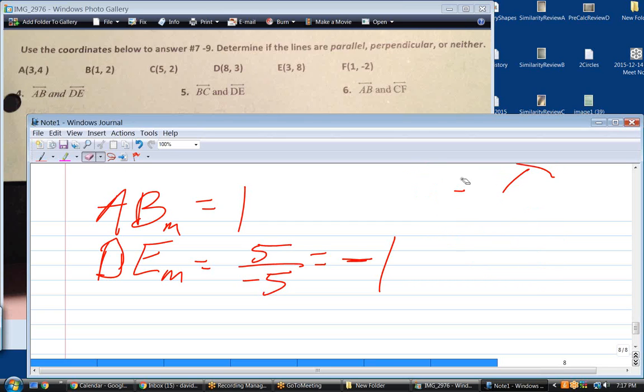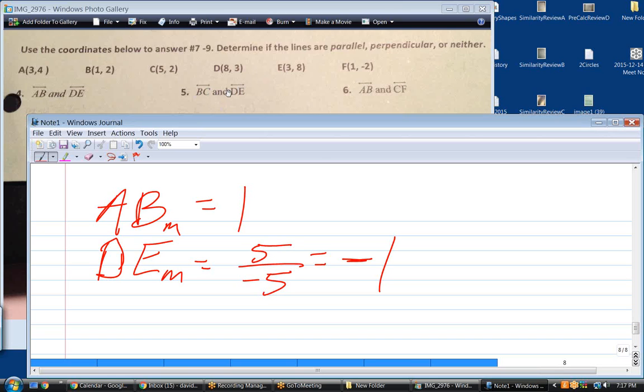Yes, it is, because 1 is the same as 1 over 1. And so when I flip 1, I still get 1. And then when I turn it negative, it's negative 1. So if you have a slope of 1 and another slope of negative 1, they are perpendicular to one another. Okay, that makes sense.